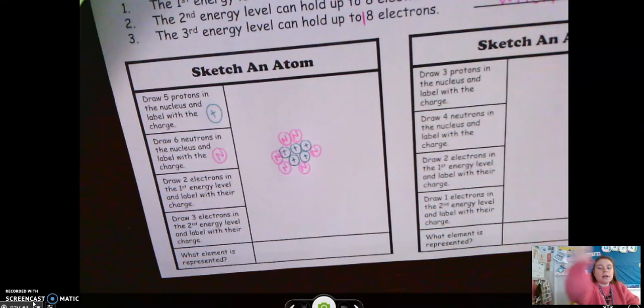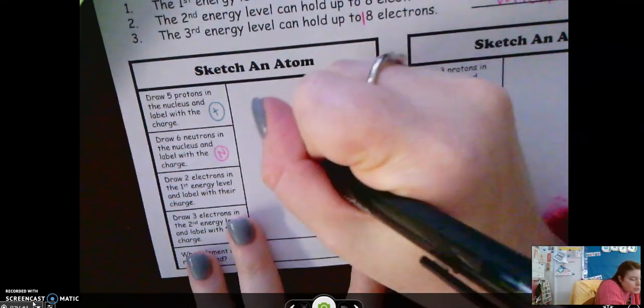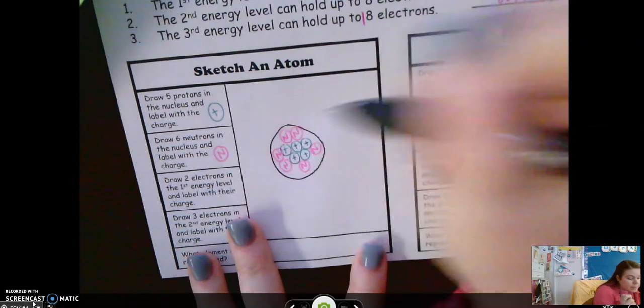And I'm just going to draw a ring or a circle around where the nucleus is. This is my nucleus.